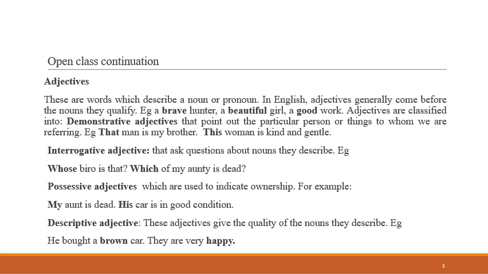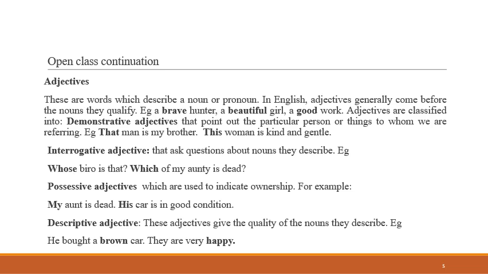That man is my brother. The word that is highlighted, meaning a word that comes before the noun man and is identifying or referring to the word man. This woman is kind and gentle. This is pointing to, identifying or referring to the word woman. This is simply what is meant by demonstrative adjectives.